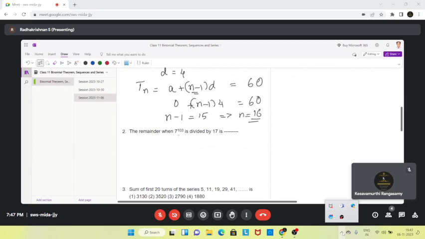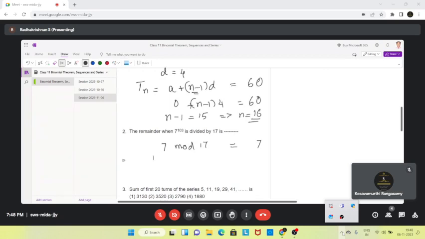Okay. The remainder when 7 power 103 is divided by 17. So how can we do this? What we do is, when we divide 7 by 17, we write it as mod 17. The remainder when divided by 17 is 7 mod 17. So we know 7 mod 17 is 7, right? When you divide 7 by 17 the quotient is 0 and remainder is 7.